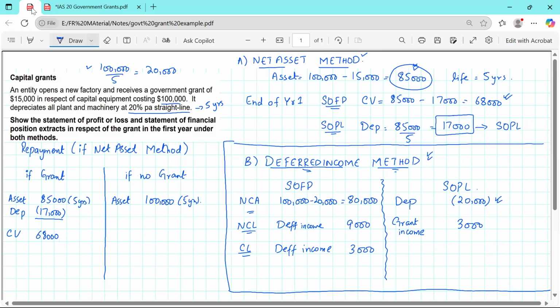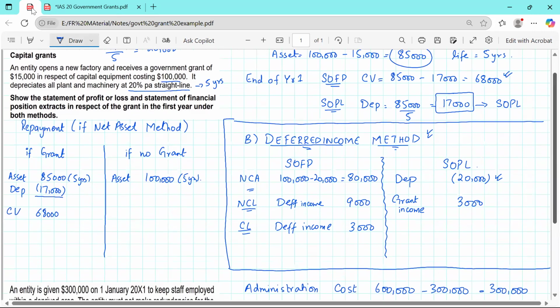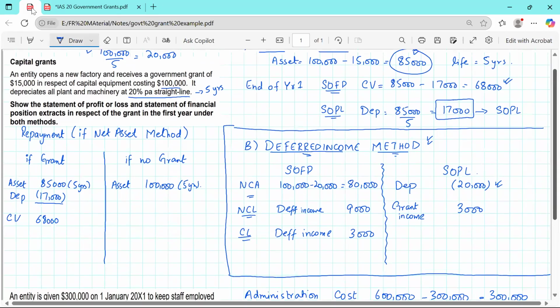Now, after 1 year passed, the entity, the organization, did not follow the conditions. So they need to repay the grant, right? Because they followed the conditions for the first year, but now they are not complying with that. So now they have to repay the grant. Now, how to adjust that repayment? That is what I'm going to tell you.